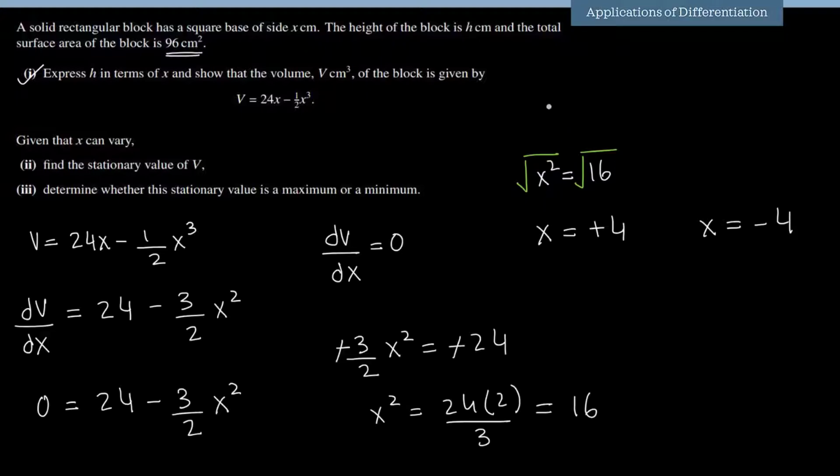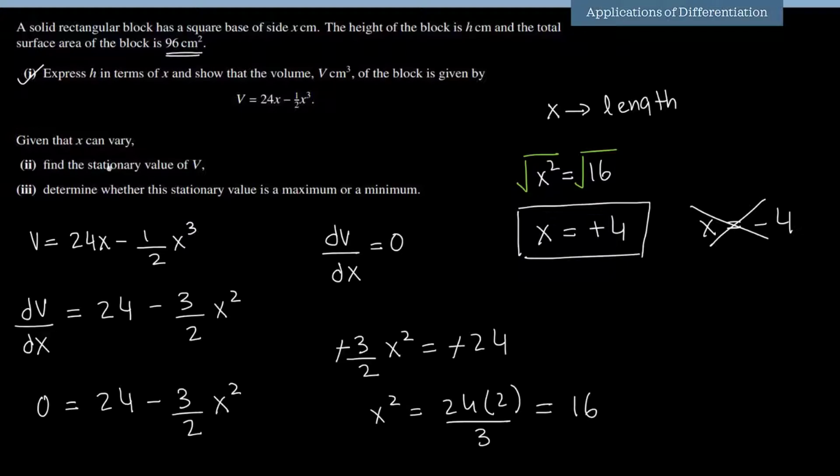But we know that x is representing the length of the rectangle, and length can never be negative. So I'll reject this value of x as negative 4. So my only value of x is positive 4.